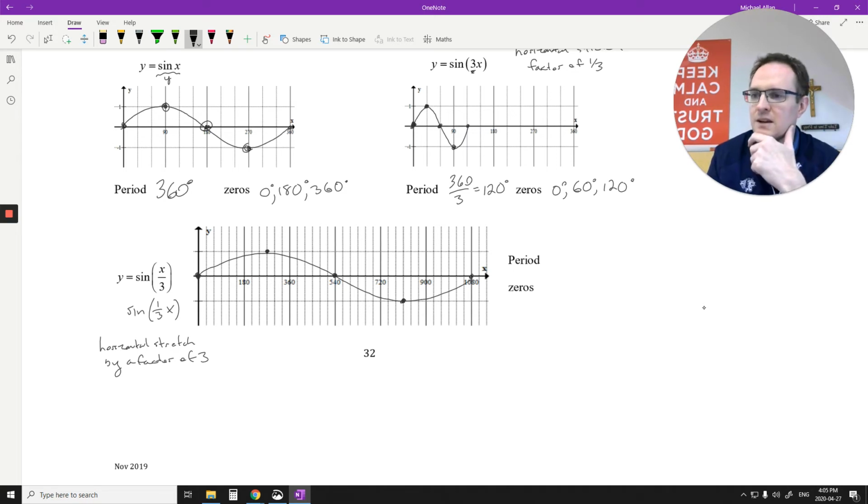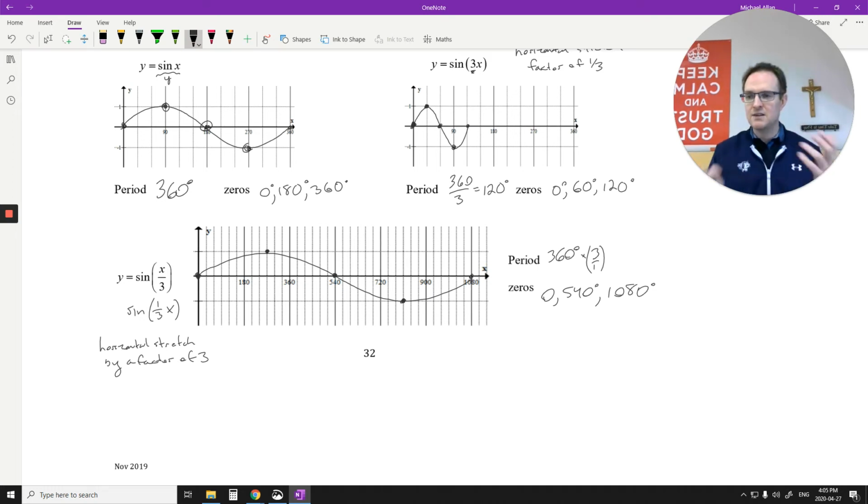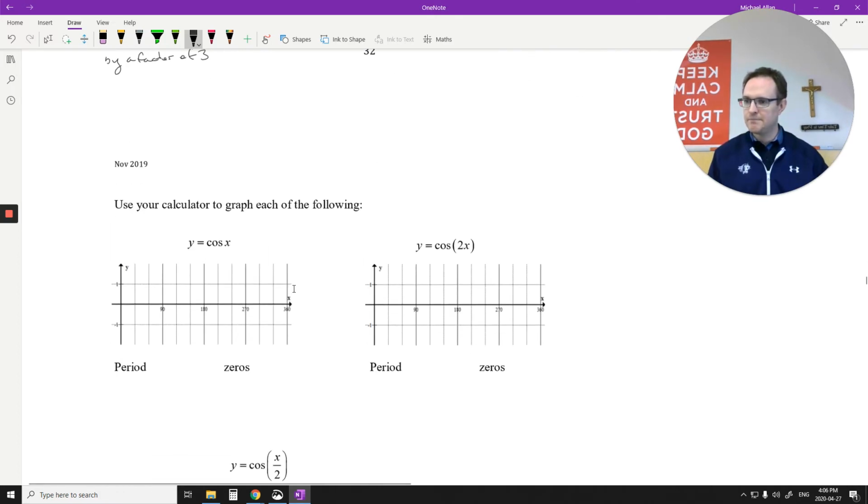I stretch out. Now my period then is going to be 360 times 3. Not divide by 3 like this other one, but it's going to be times 3. It's going to be times the reciprocal of that b value. My zeros are going to be 0, 540. They're going to be 3 times what they were before, because it's affecting the x values here. There you go. Pretty good.